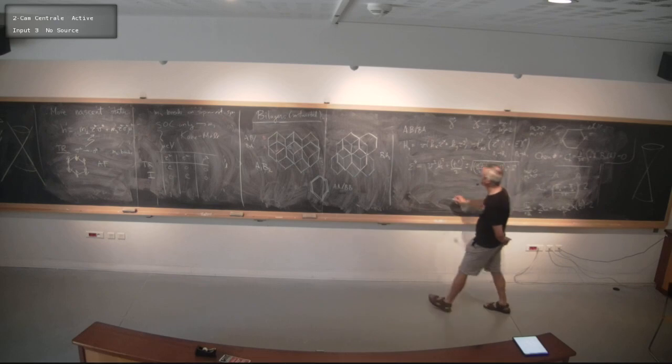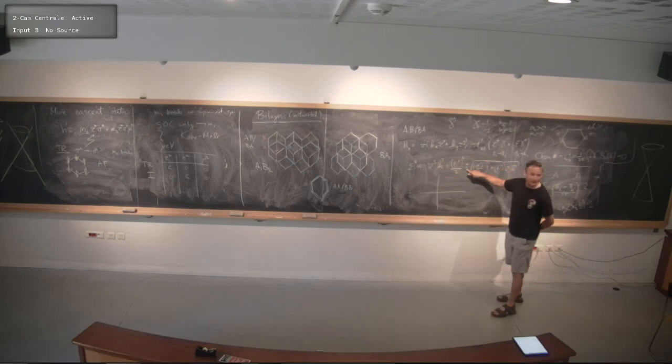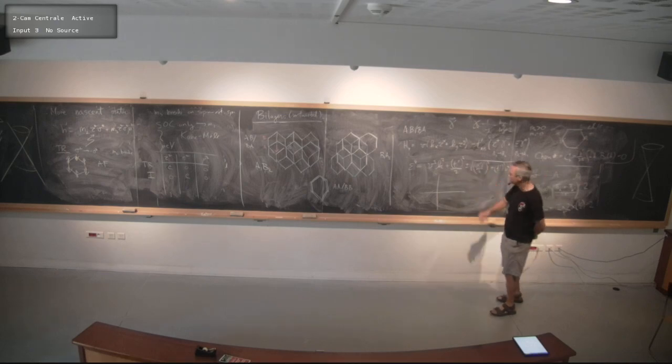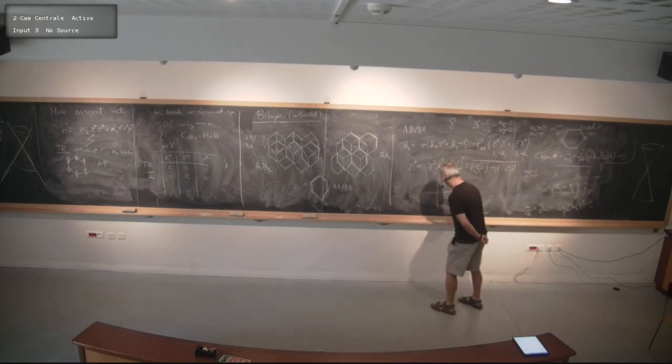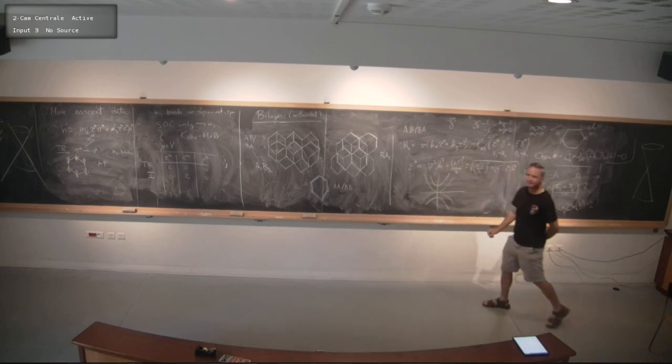If you actually plot this, this is a formula for epsilon squared. So you have a plus minus sign that gives two values for epsilon squared. You can take the positive and negative square roots. That's four levels. They look like this. There's a pair of gapped bands, and then there's another pair of gapless bands that touch like this, and they all become linear far away.